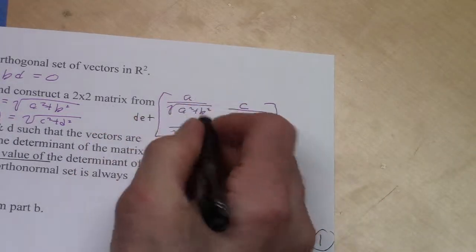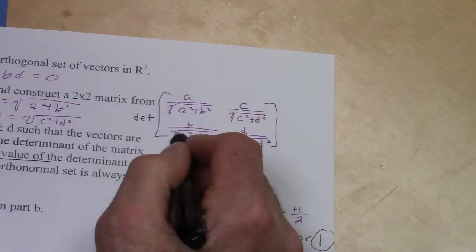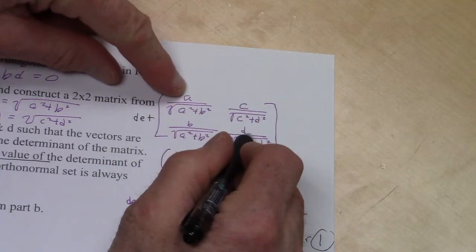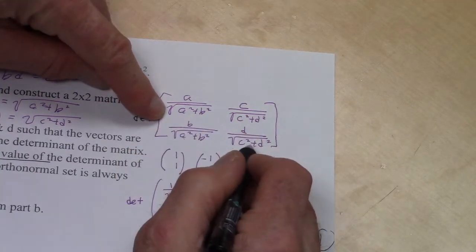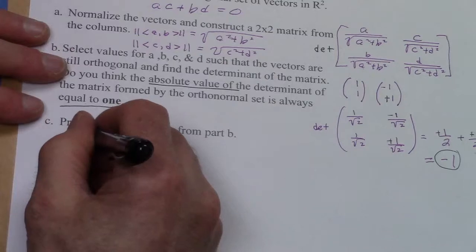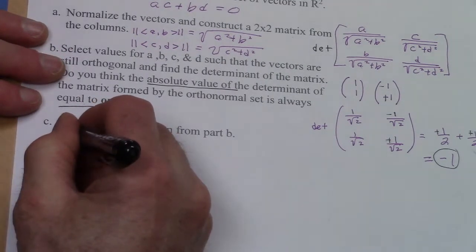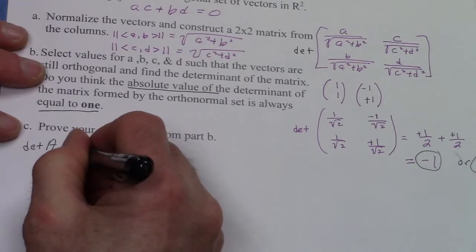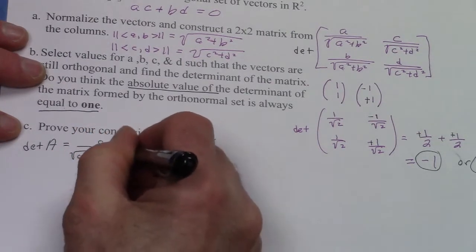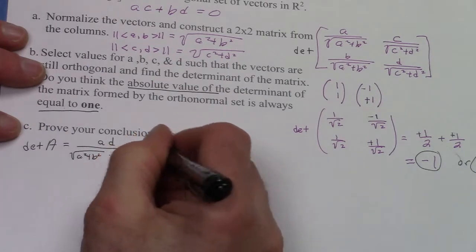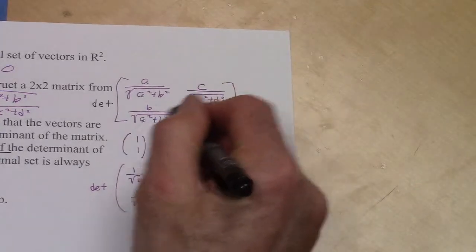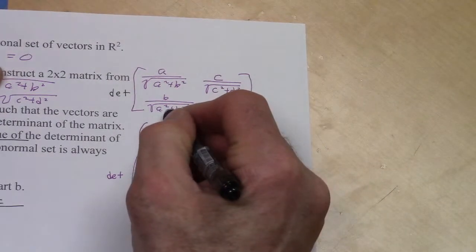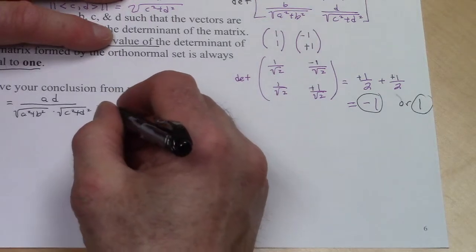How would we take the determinant of this matrix? We'd cross multiply and subtract this product minus this product. So we take a times d over the square root of a squared plus b squared times the square root of c squared plus d squared. Let's call it the determinant of matrix A: it would be AD over the square root of a squared plus b squared times the square root of c squared plus d squared, minus this cross product b times c, which is BC, over the same thing, radical a squared plus b squared times radical c squared plus d squared.